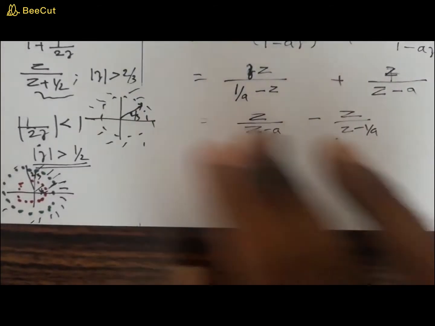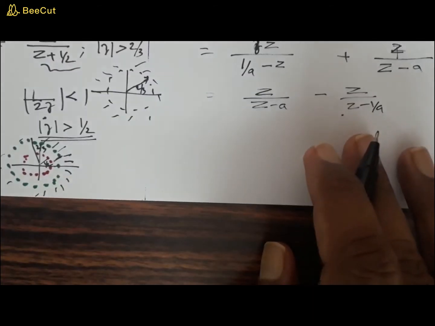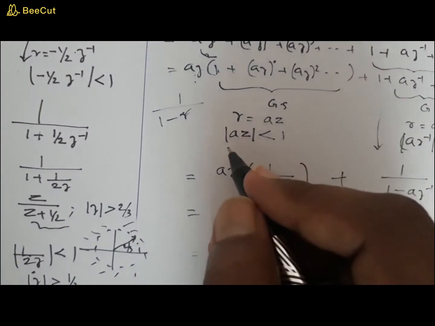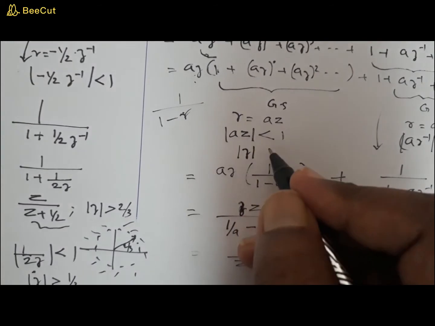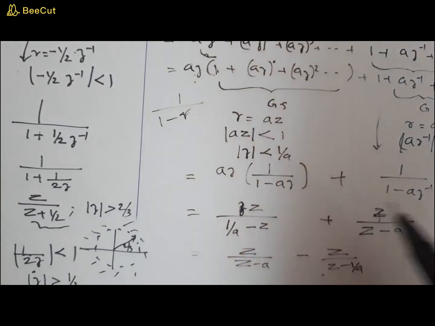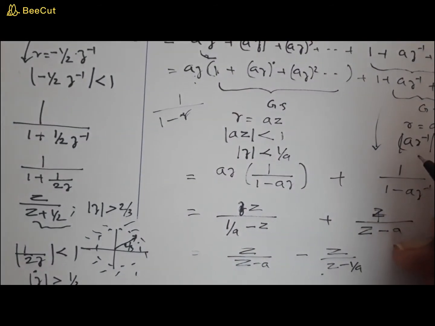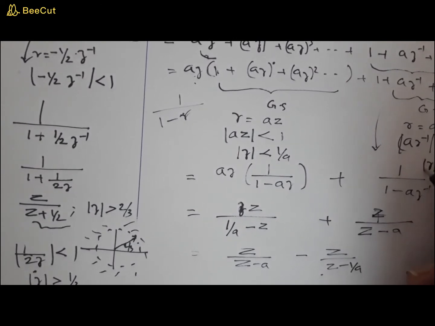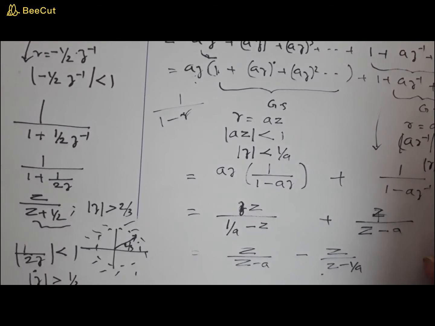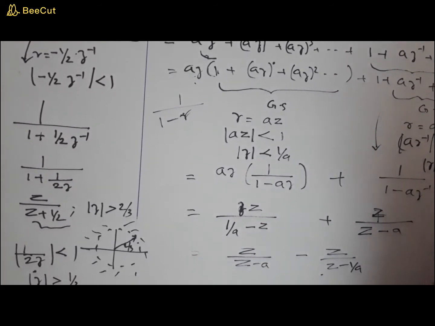Now the next question is, what is the effective ROC of this? We have already found the ROC here: modulus of a z is less than 1. So what must the ROC be here? The ROC is mod z less than 1 by a. What about this? This is magnitude a by z less than 1, or mod z greater than a. Right, mod z is greater than a.